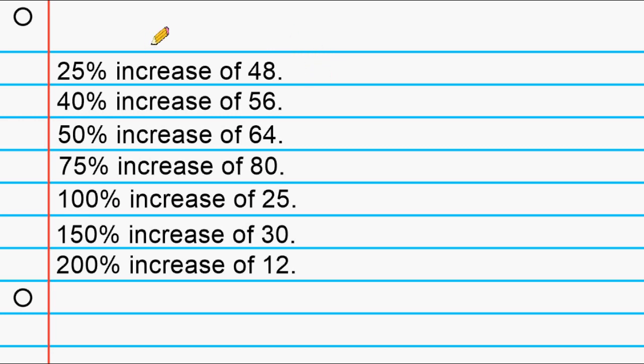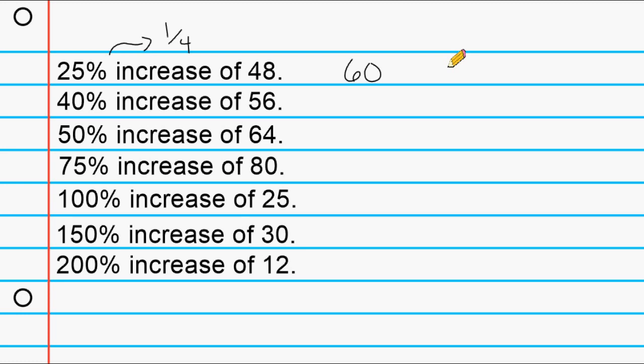One way is people like to just find the percent given of a number first, and then once they have found that percent, they like to add it to the original number. For example, 25% is the same thing as 1/4, and 1/4 of 48 is equal to 12. So then we can take 12 and add it to 48, which would equal 60. So a 25% increase of 48 would result in a total of 60.